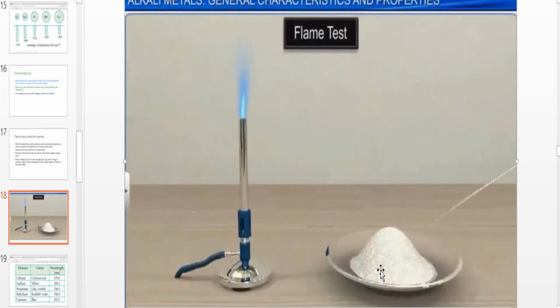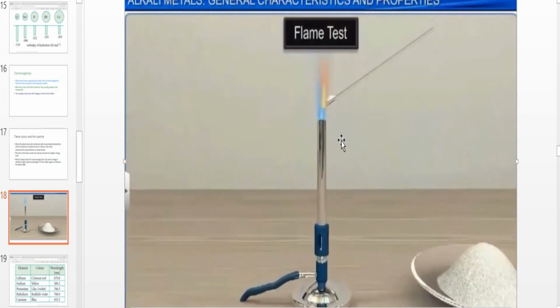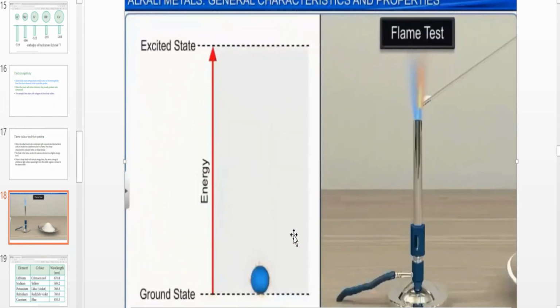Now a salt is taken, made into a paste, and introduced into the non-luminous part of the flame. It gives a specific color. This is called the flame test. See, the electron gains energy and jumps up to its excited state. So it gives a respective color.